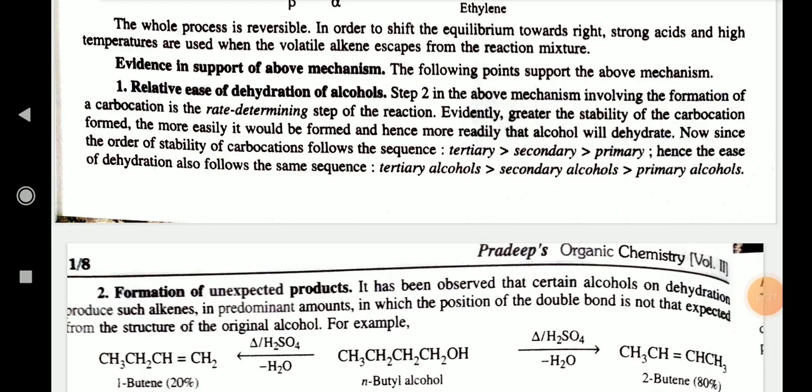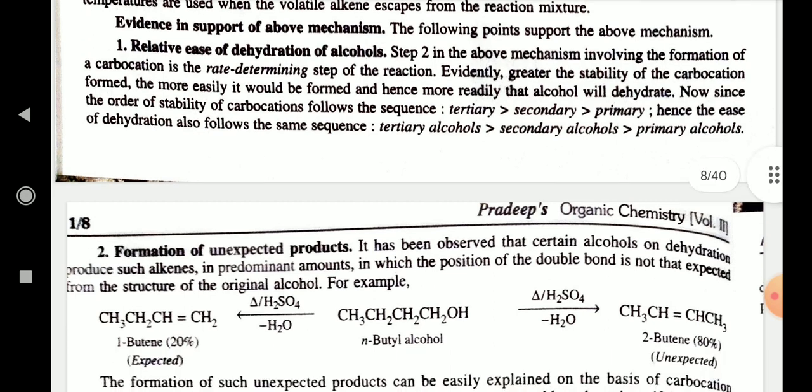First, relative ease of dehydration of alcohols. Step 2 in the above mechanism, involving the formation of a carbocation, is the rate determining step of the reaction. Evidently, the greater the stability of the carbocation formed, the more easily it would be formed and hence the more readily that alcohol will dehydrate. Now, since the order of stability of carbocations follows the sequence tertiary, secondary, primary, the ease of dehydration also follows the same sequence: tertiary alcohols, secondary alcohols and primary alcohols.